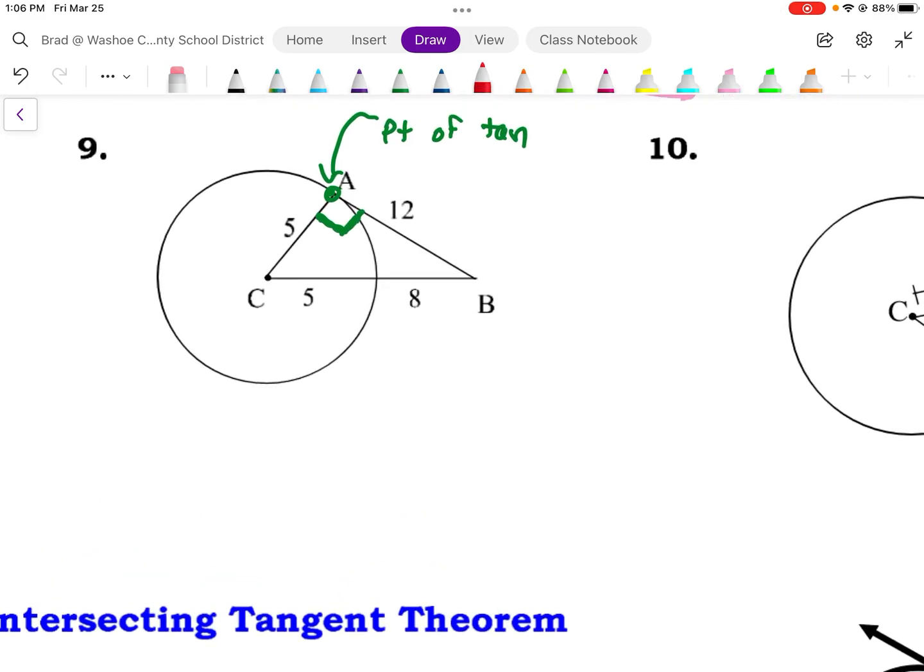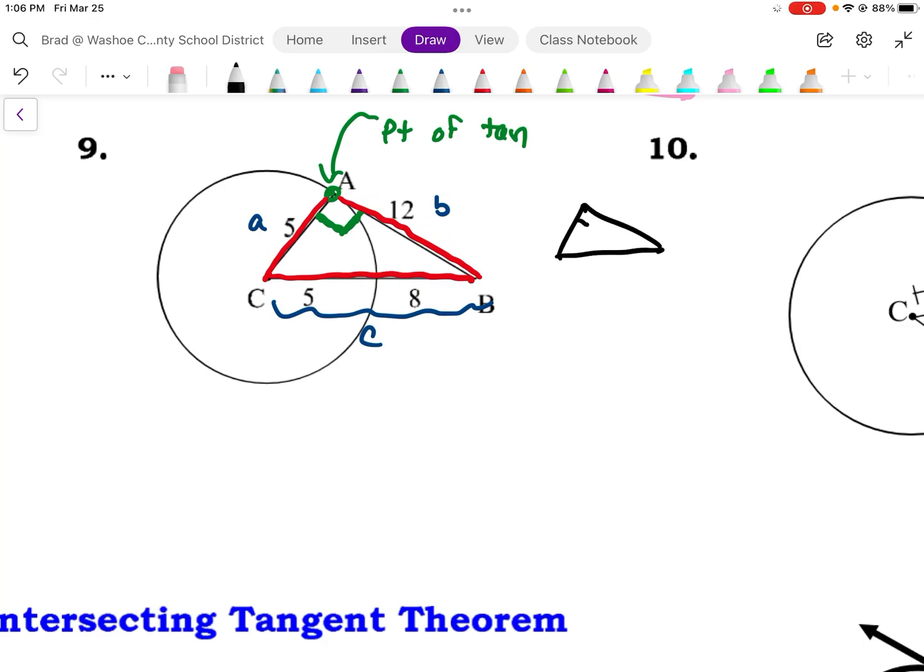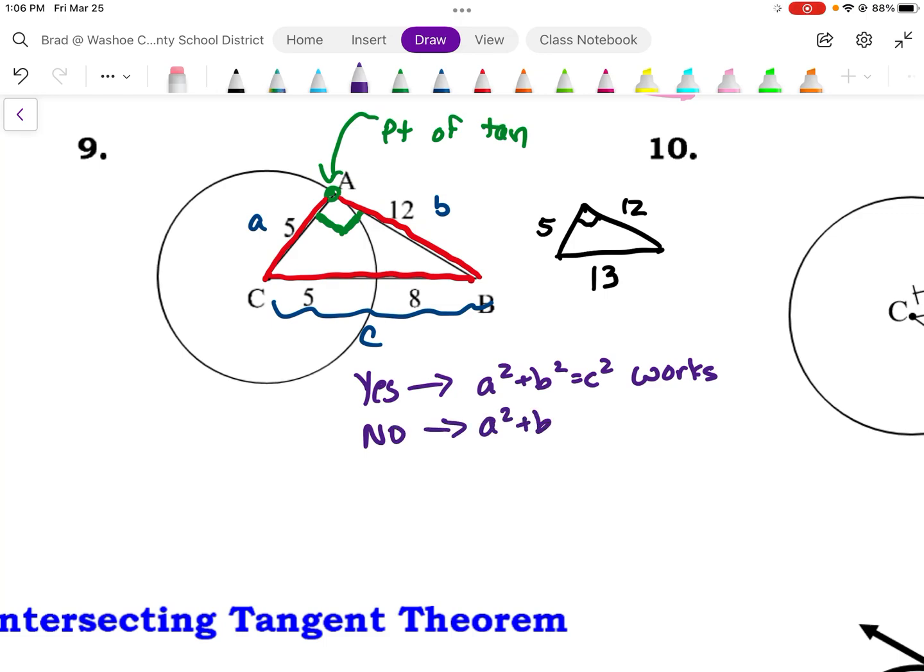So if we zoom in here, this is a triangle that we can see. And so we'll call this my a, my b, and then this whole thing is going to be my c. So if I were to draw that real quick, it would look like 5, 12, and then 13, because 5 plus 8 would be 13. So basically, if it's a yes, that means a squared plus b squared equals c squared works. If it's a no, then a squared plus b squared does not equal c squared. So that's basically what we're trying to figure out. So let's go ahead and give this a shot.